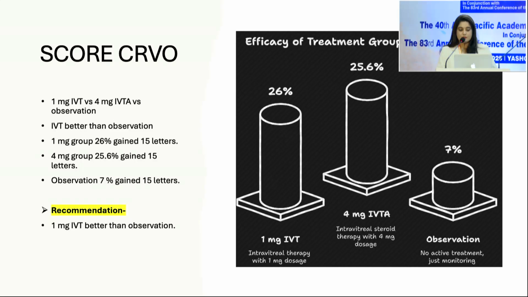So what the CRVO study told us is that if we give 1 mg IVTA versus 4 mg IVTA, both the 1 mg and 4 mg groups have around 26% gain of 15 letters, whereas the observation group had only 7% gain in letters. So what they have recommended is that 1 mg IVTA is better than observation.